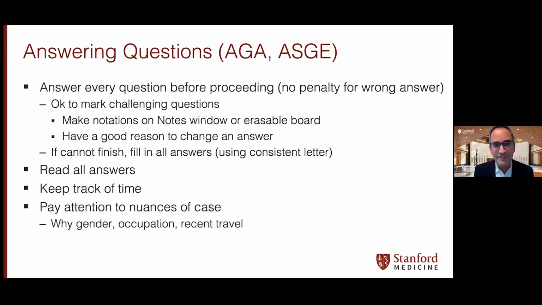This is just general good test-taking advice, not necessarily specific to the ABIM GI boards, but some things to consider as far as questions. Certainly read all the answer choices, keep track of time, and pay attention to the nuances of the case. There's probably a reason why, even though previous questions may not have asked it, gender, occupation, recent travel may be noted, as it might be relevant to help you figure out where to go.